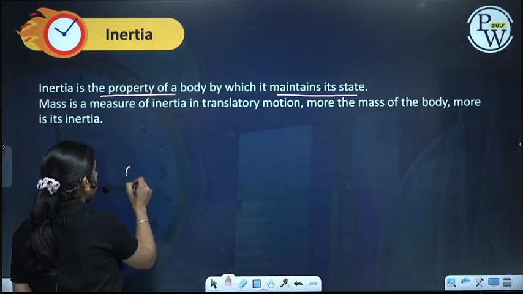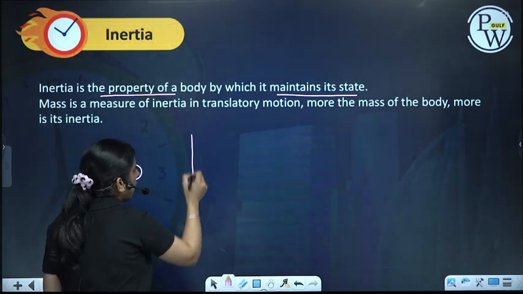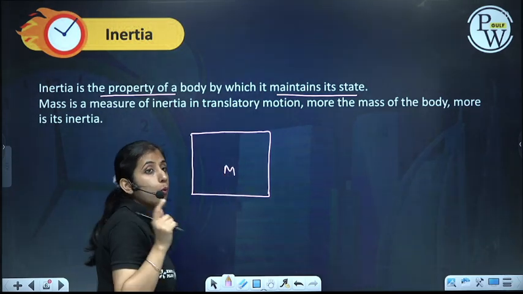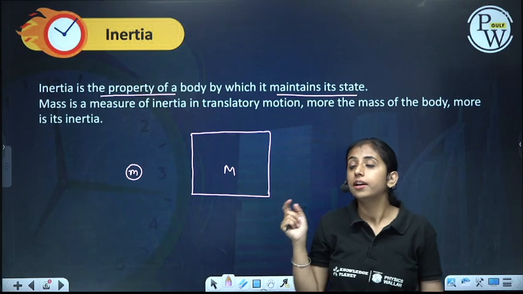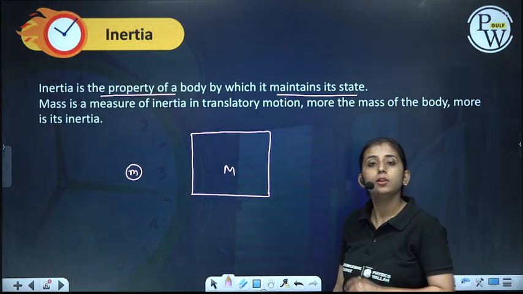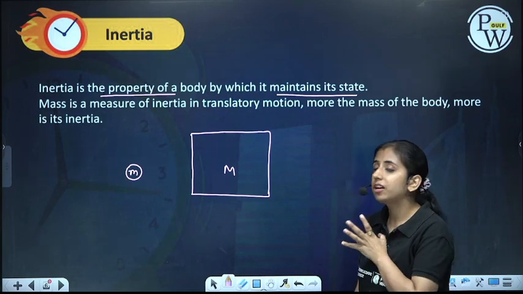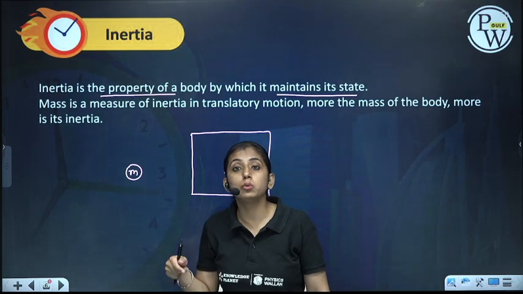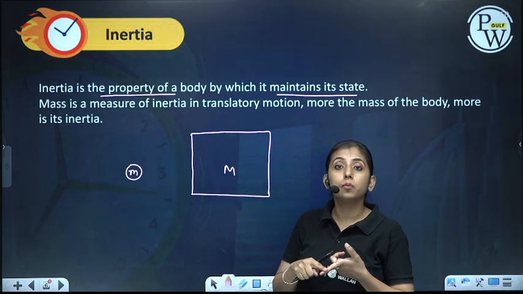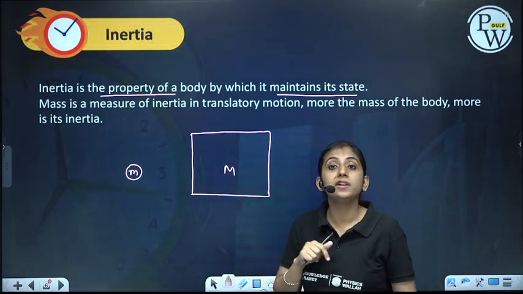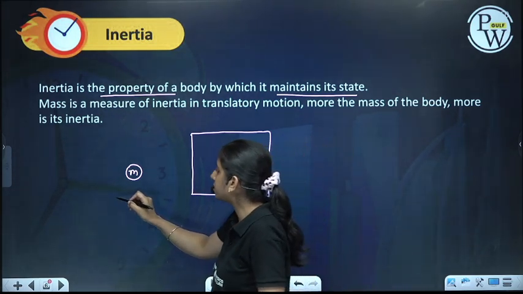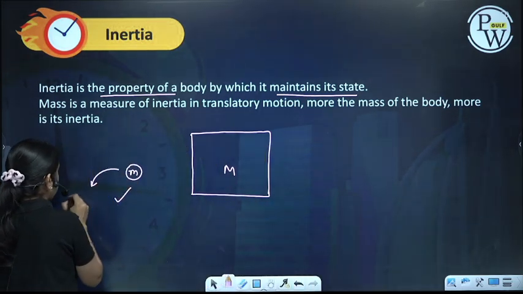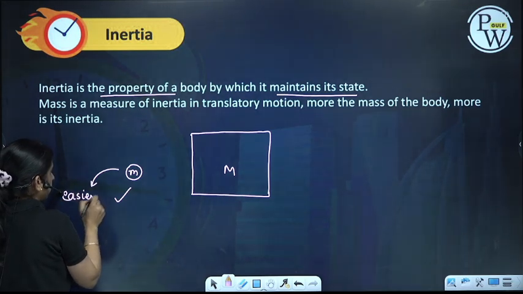See, you have a small ball of mass m and a huge large box of mass capital M. Which block is easier to move? You apply some force and check which block is easier to make move. In which case do we have to apply less force? Or in other words, which block will move easily on the application of force? Obviously the lighter one will move easier.